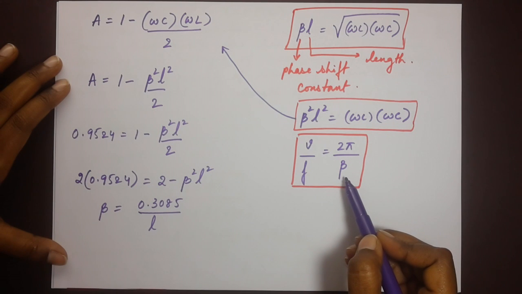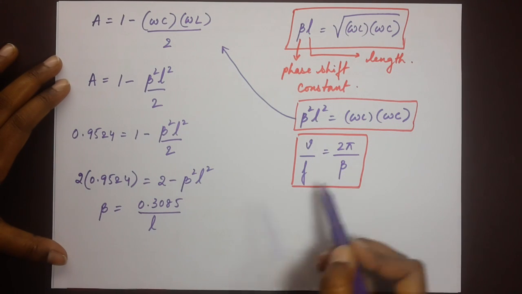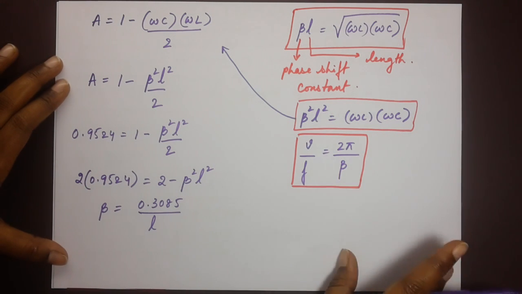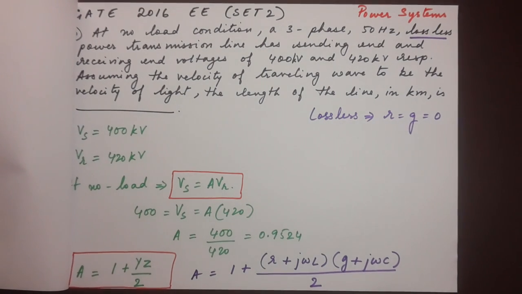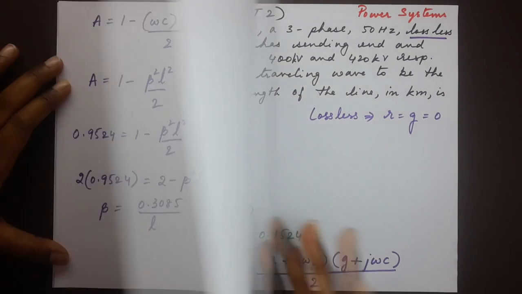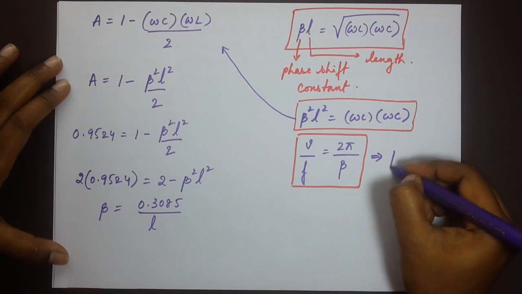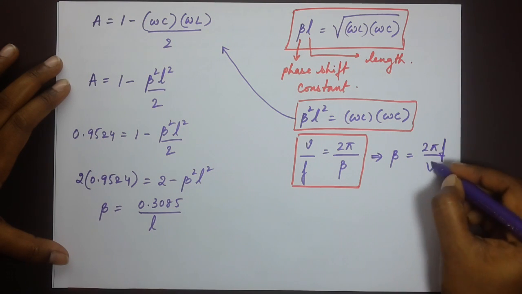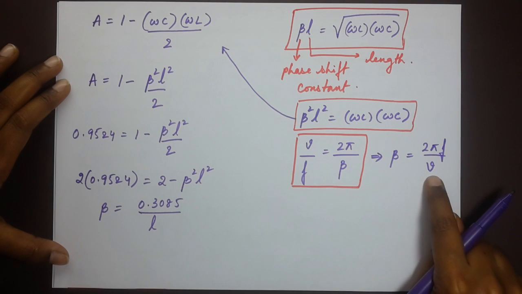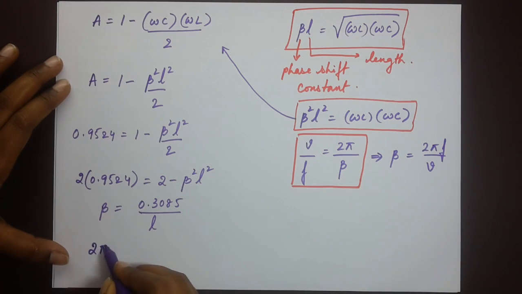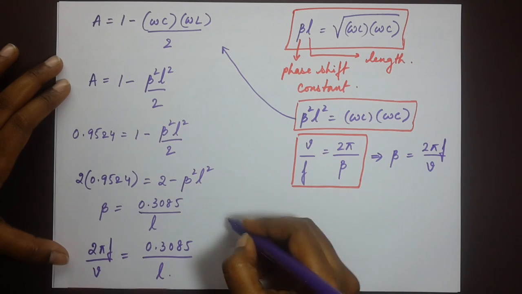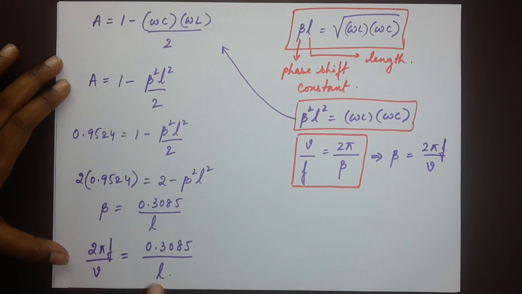Now let's substitute beta's expression here, because we know what the velocity is, we know what the frequency is. The velocity, according to the question, is given as the velocity of travelling wave to be the velocity of light, right? So from here we will be able to write the expression for beta as 2 pi f by v. Let's substitute that over here. 2 pi f by v is equal to 0.3085 by L. Okay, right.